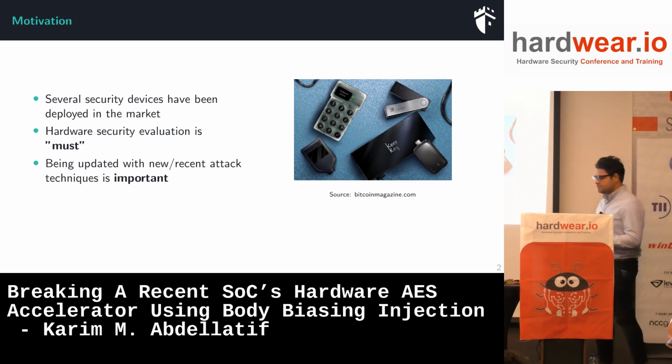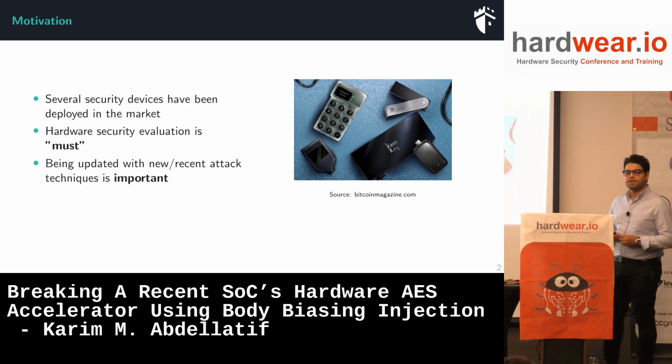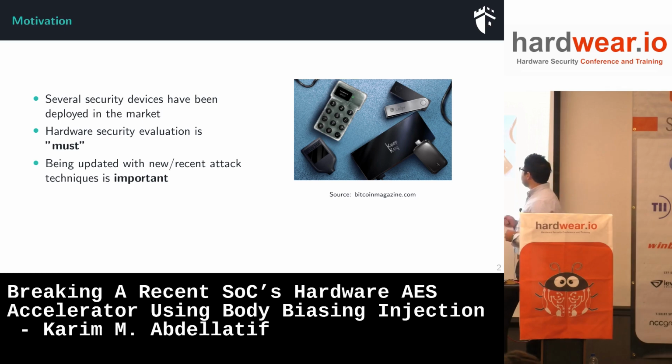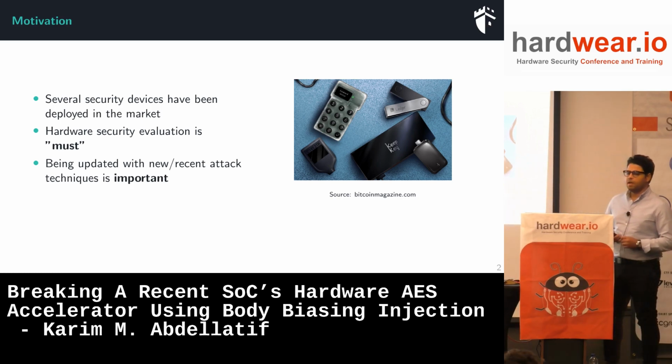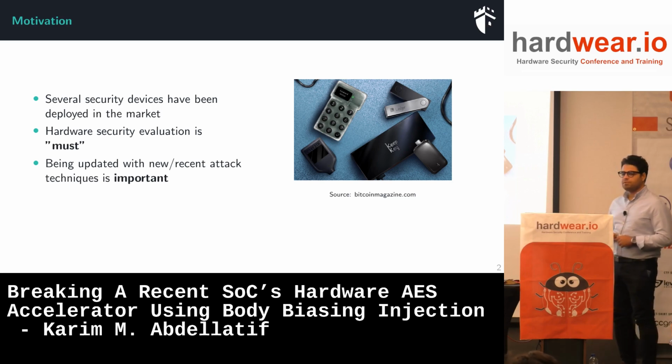Body biasing injection is a relatively recent fault injection attack. It's not very well studied in the literature. I think there are only 2 or 3 papers that describe this kind of attack. This is why I'm trying to investigate this attack. Recently, I have seen a lot of devices deployed in the market, such as hardware wallets, for example. My role is to evaluate this kind of wallet against fault injection and side channel attacks. This is why investigating new attacks is very important for me.